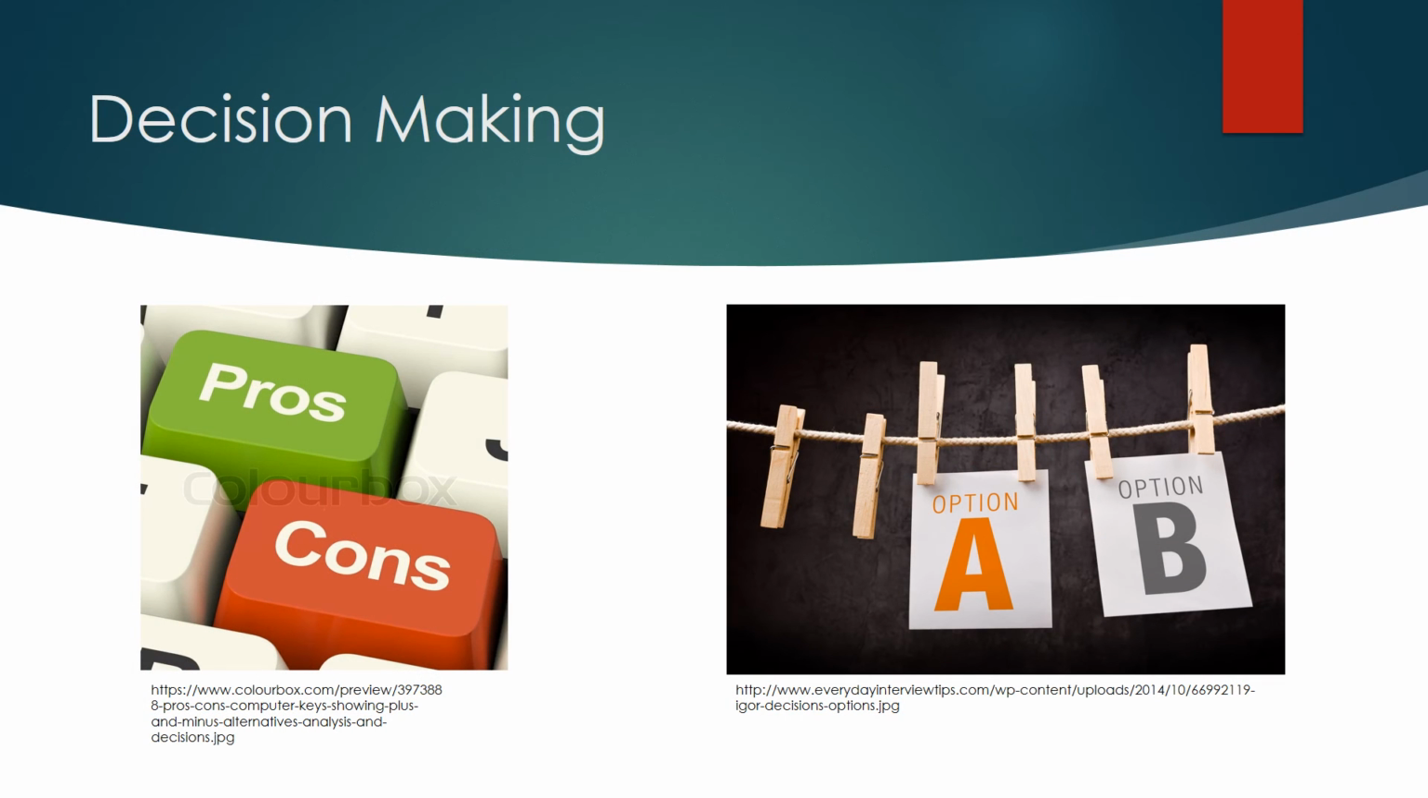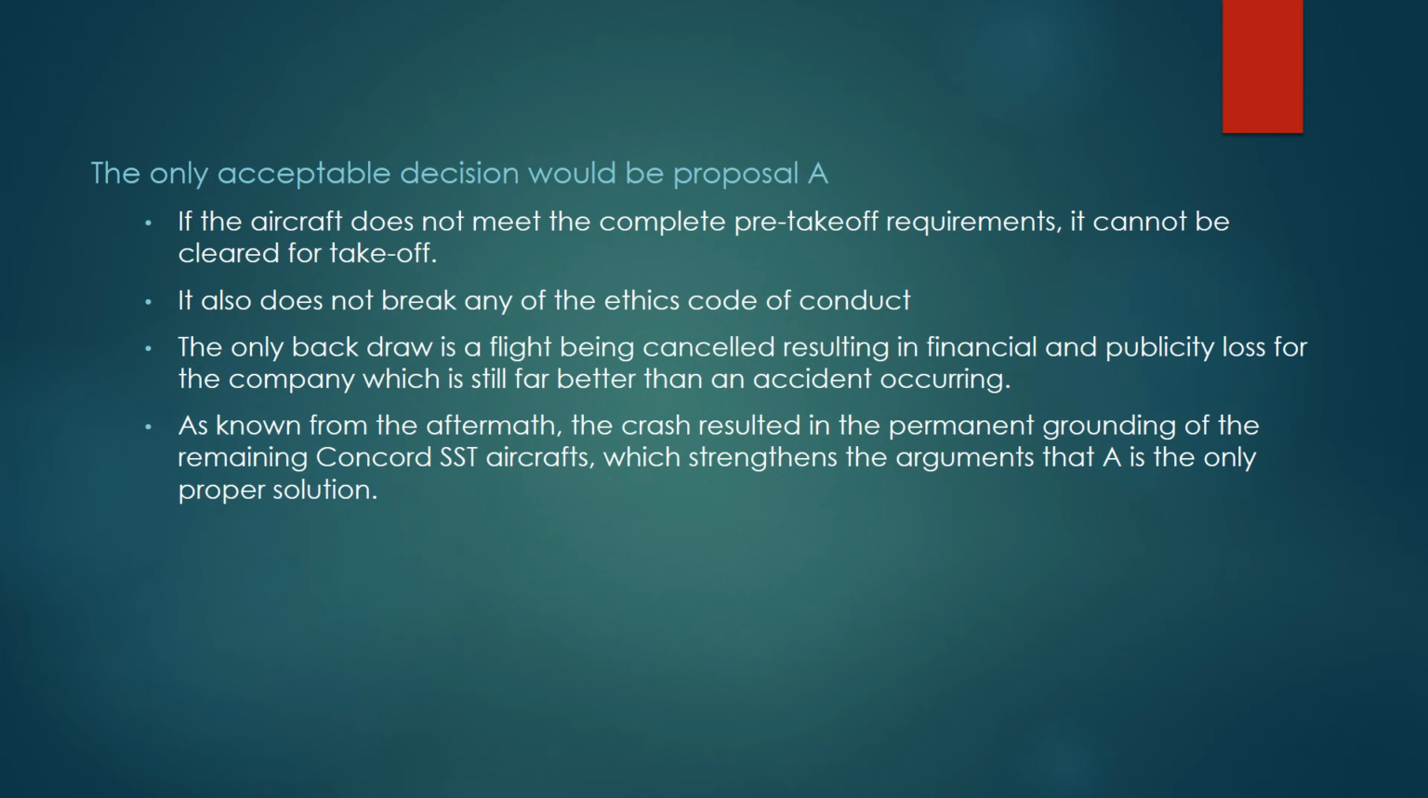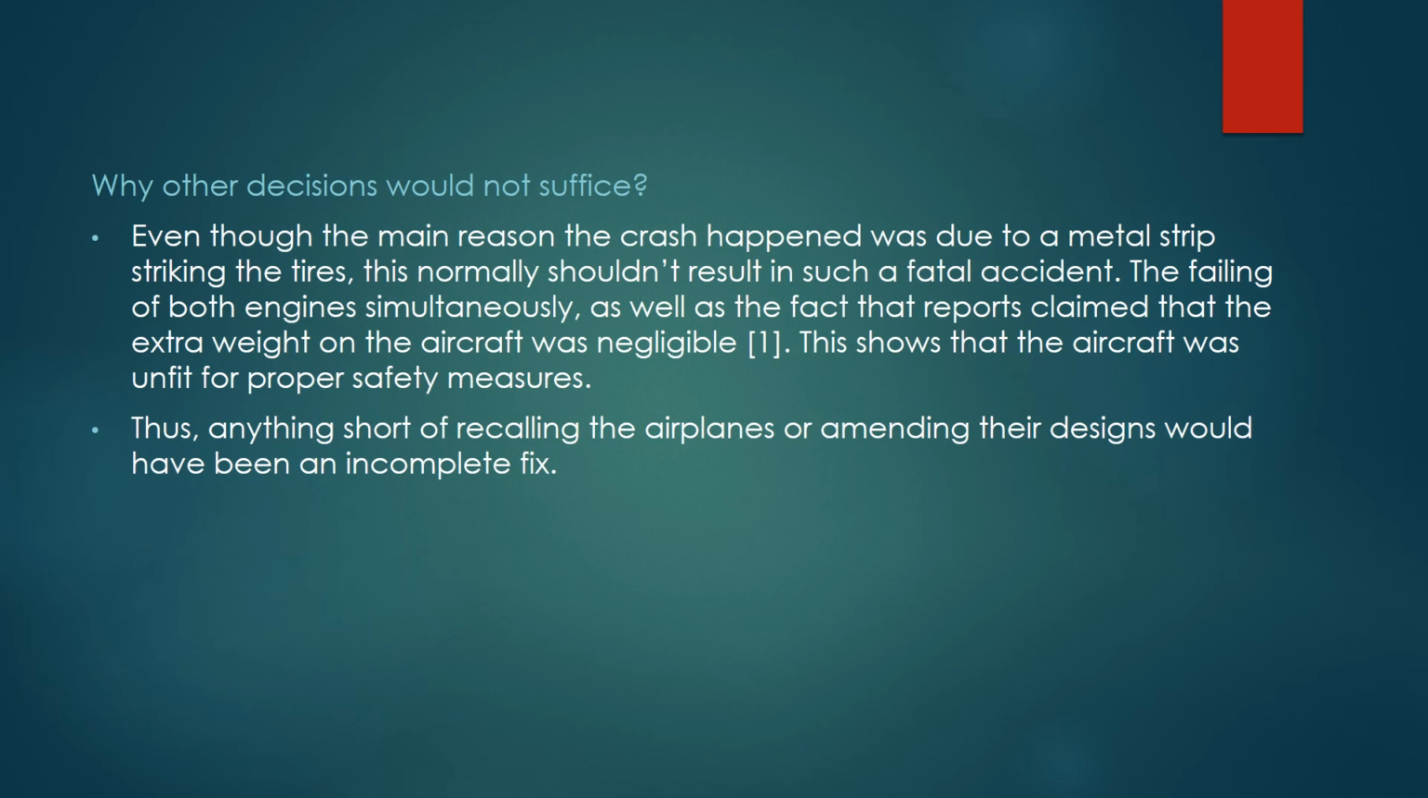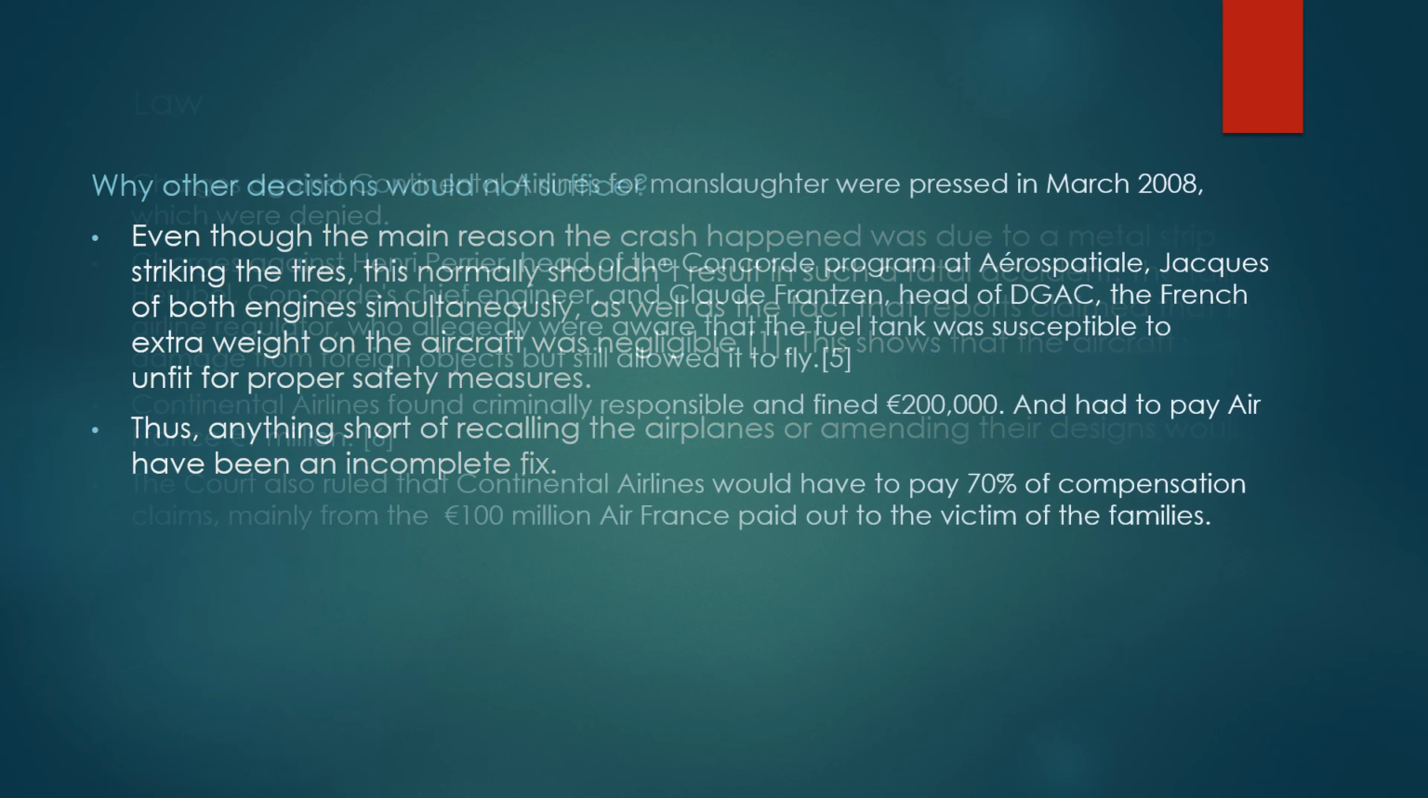Which is the best decision? As seen from the analysis, the only acceptable decision is the first decision, as all the other decisions would have breached the code of ethics in some way or the other. For this, we can look at the aftermath of the crash where all the Concorde SST were permanently grounded, which goes to show that the plane had defects in it.